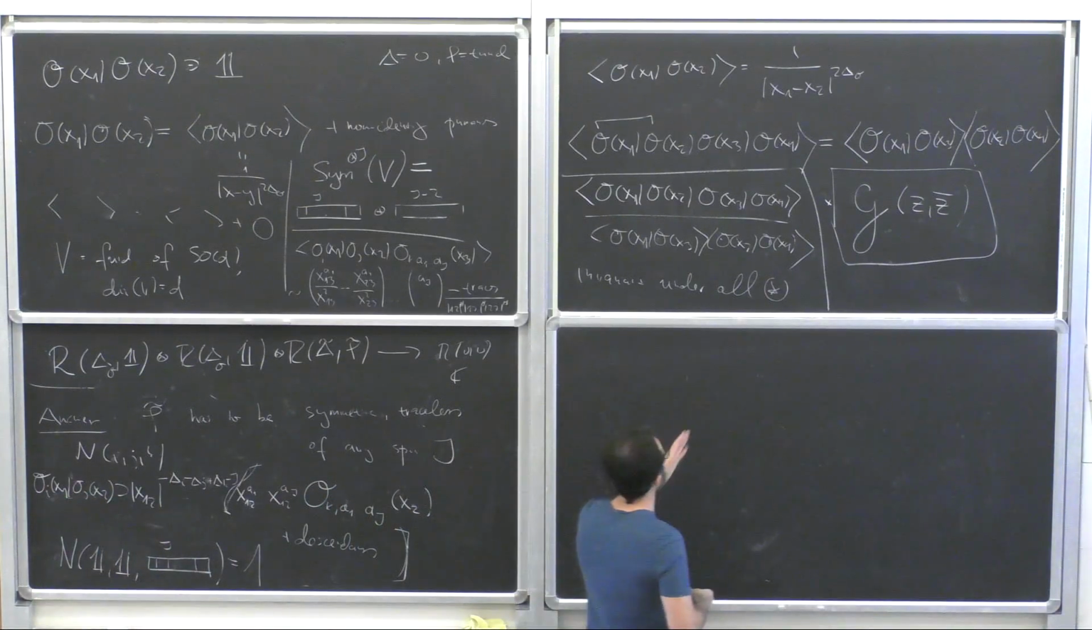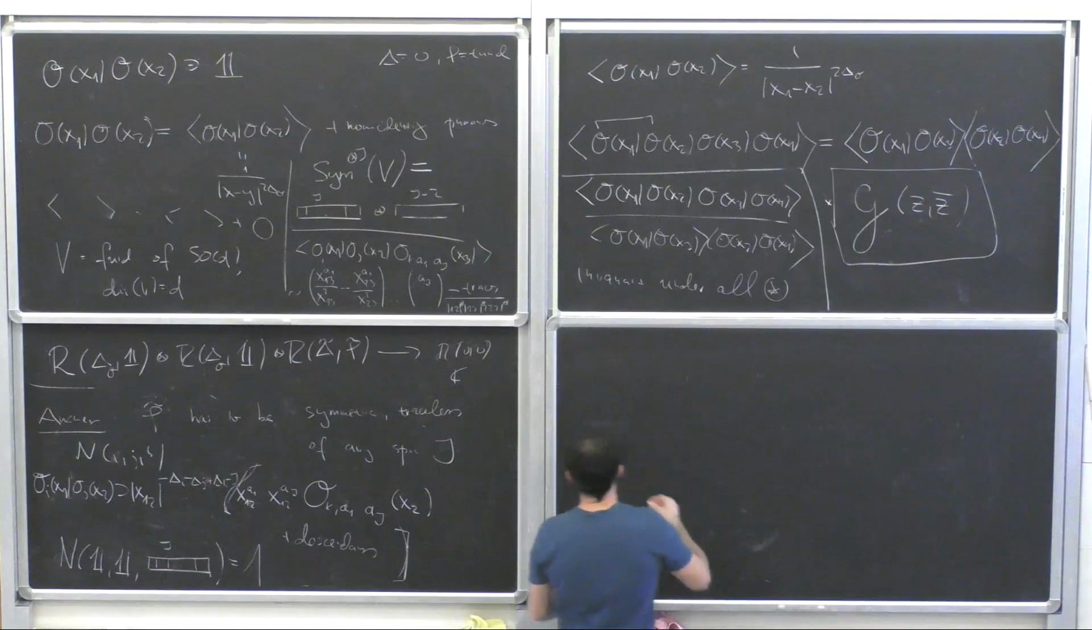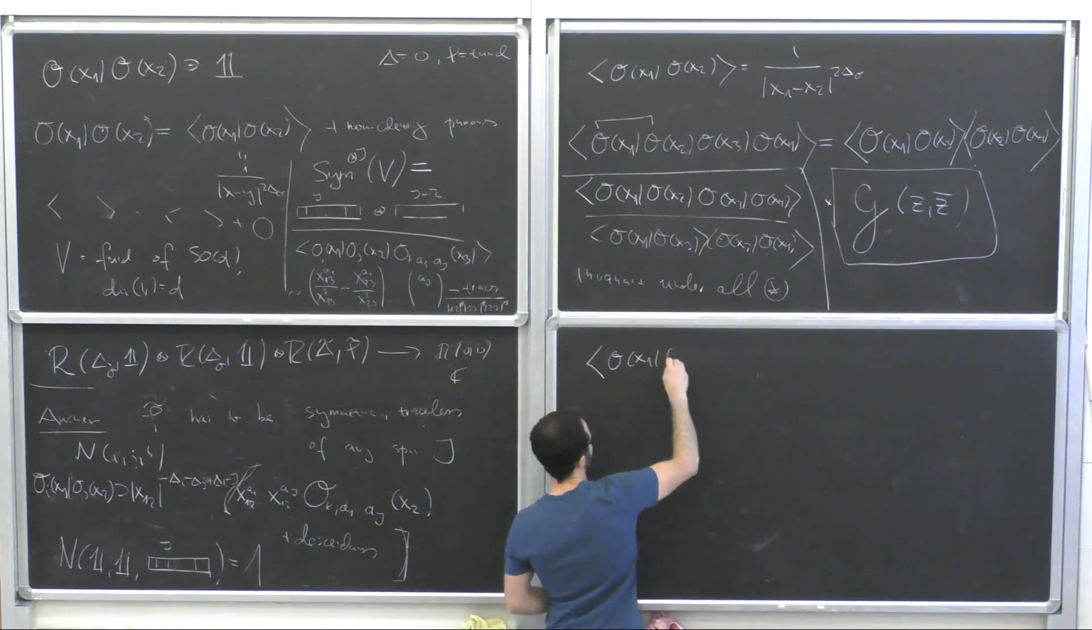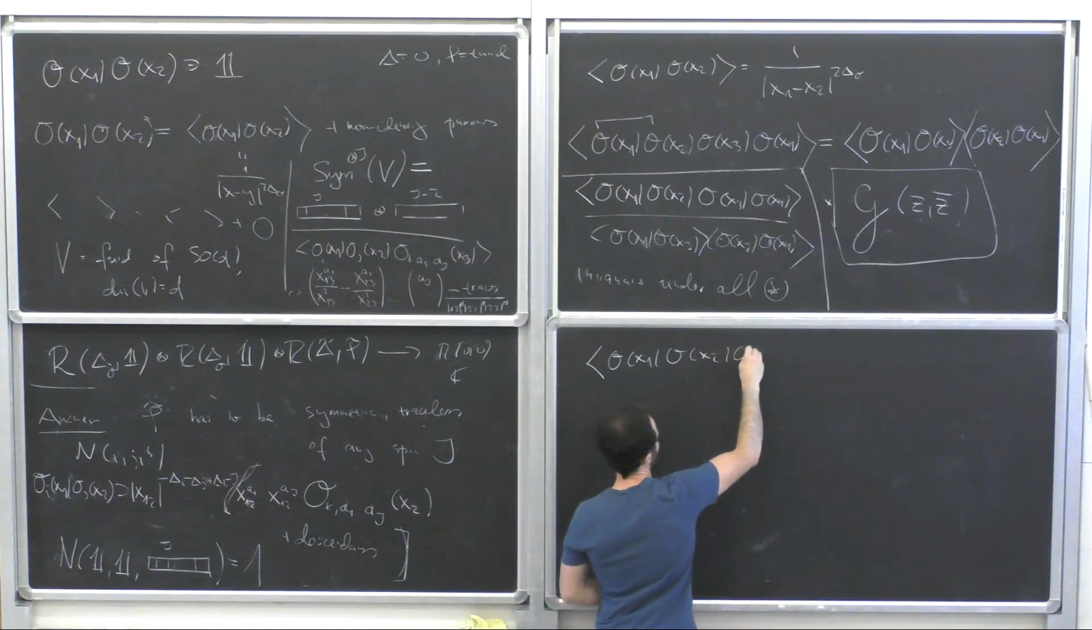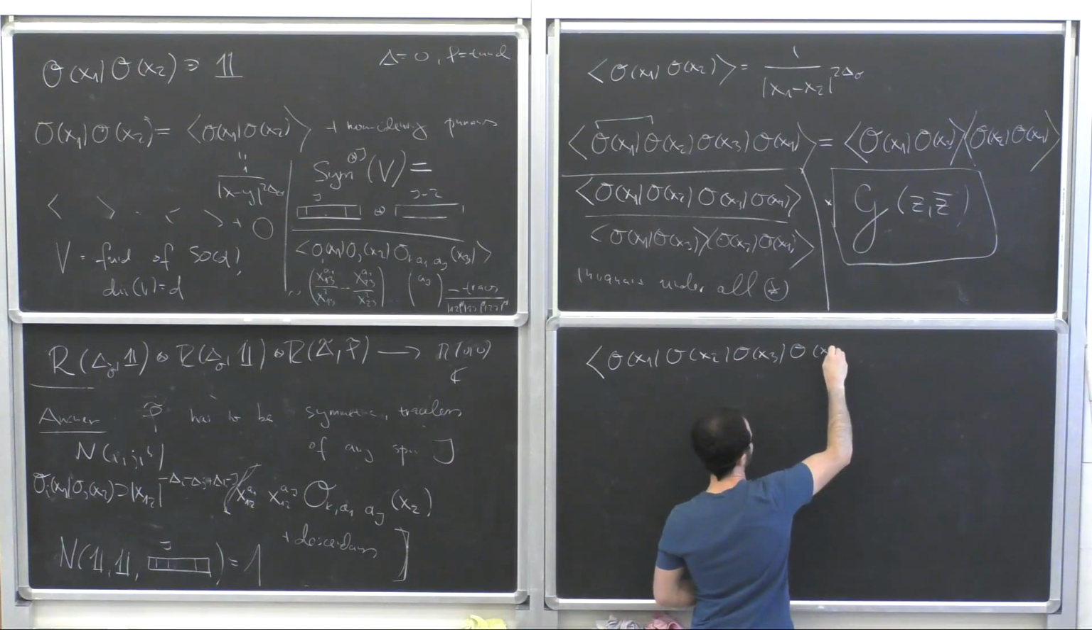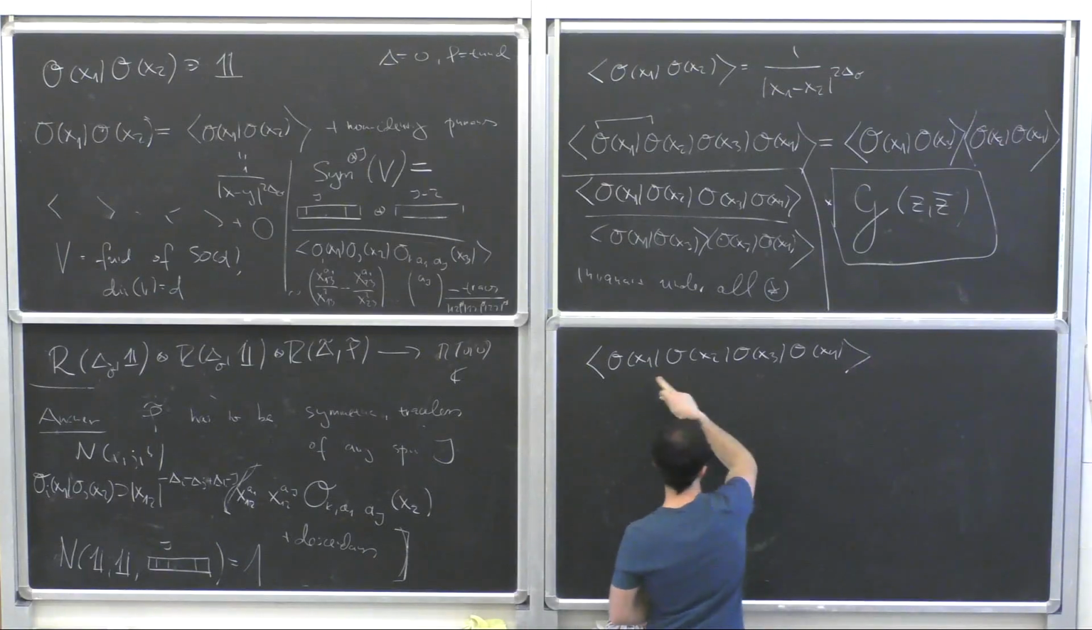Okay, so for identical scalars, the bootstrap equation is just the statement that when you write down the 4-point function, then that 4-point function is permutation invariant under all permutations of the 4 points.